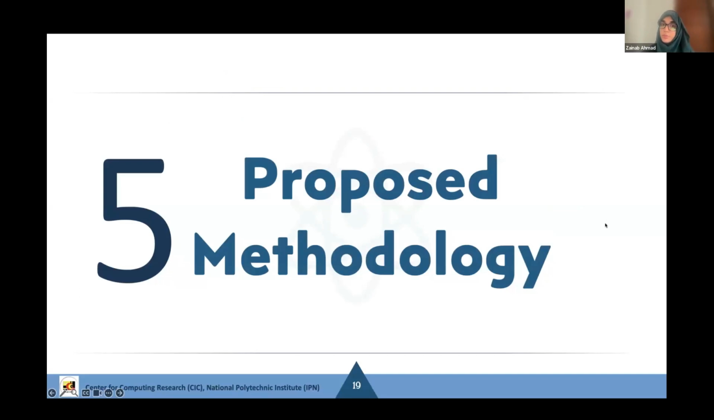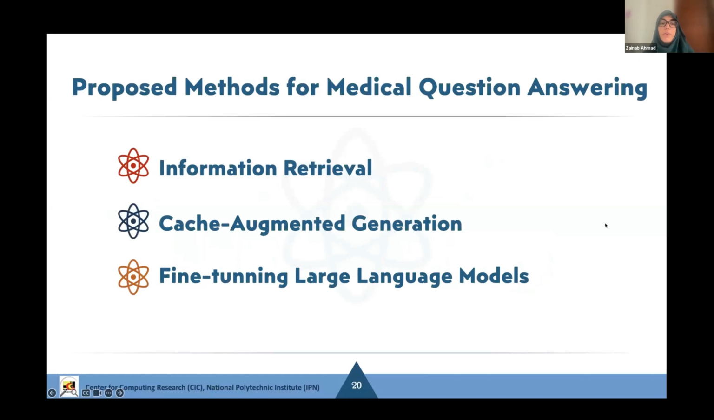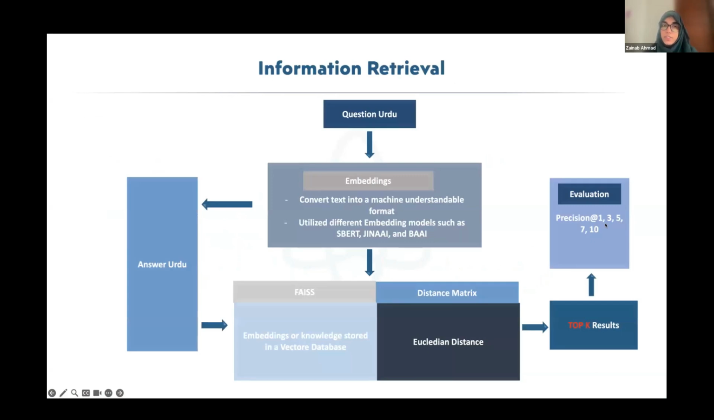So now let's move to the proposed methodology. We have applied information retrieval, cache-augmented generation, and fine-tuning of large language models. Let's first discuss information retrieval. In information retrieval, we took answers which are in the Urdu language, generated their embeddings, and then stored them in a vector DB. So we have the knowledge.